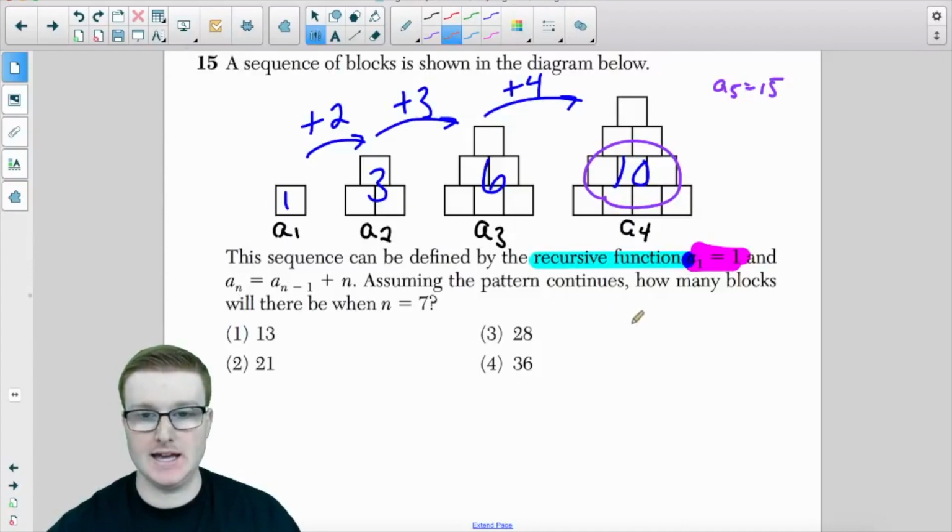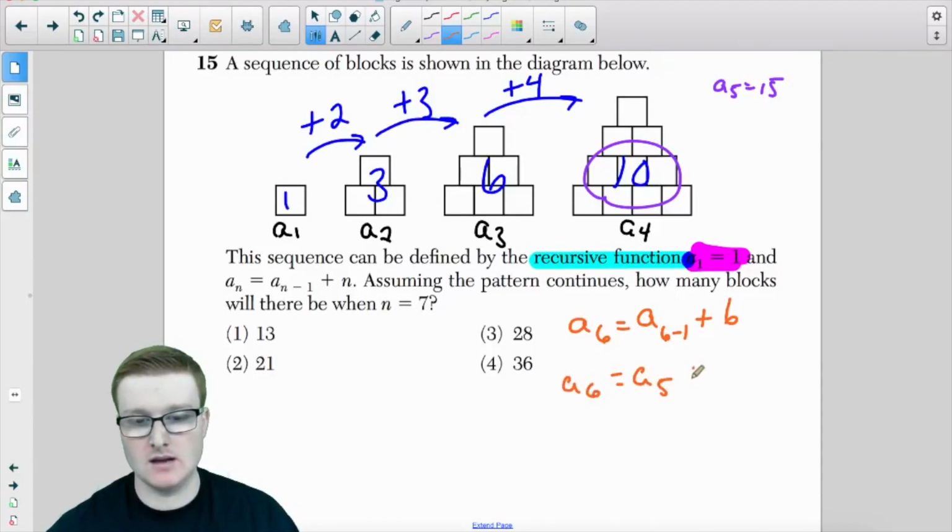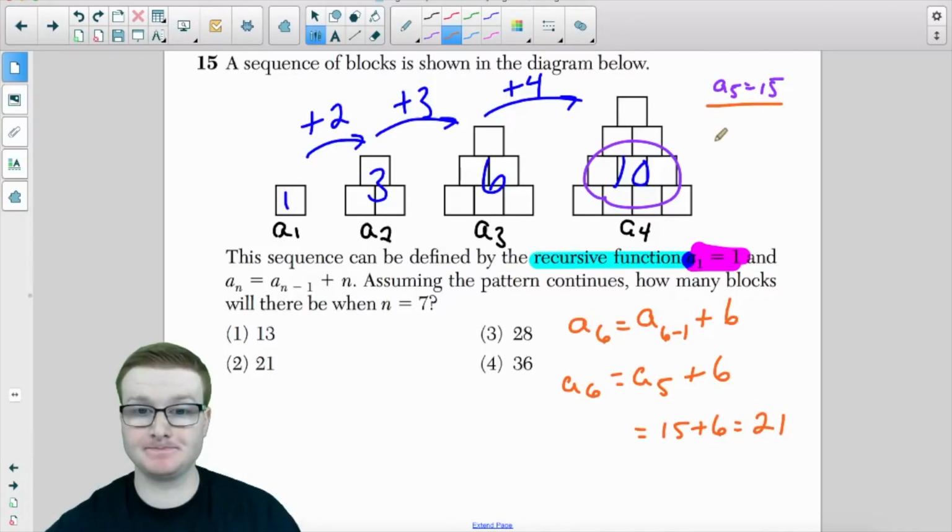A sub 6 is equal to a sub 6 minus 1, plus 6. We get a sub 5 plus 6. Well, we have a sub 5. A sub 5 is now 15. So that's 15 plus 6. We get 21. So a sub 6 is equal to 21.